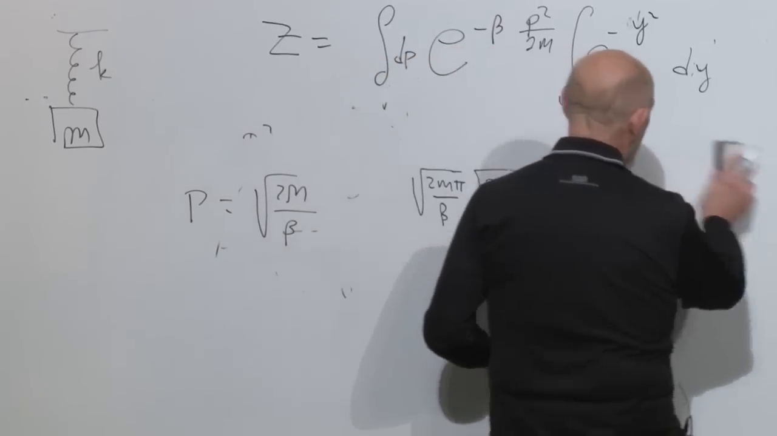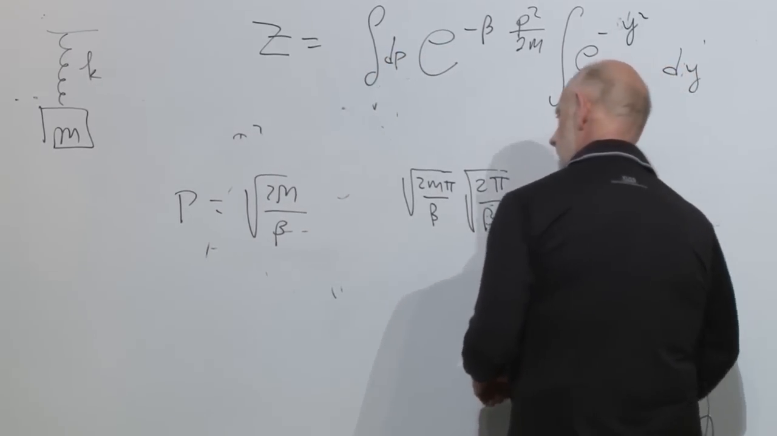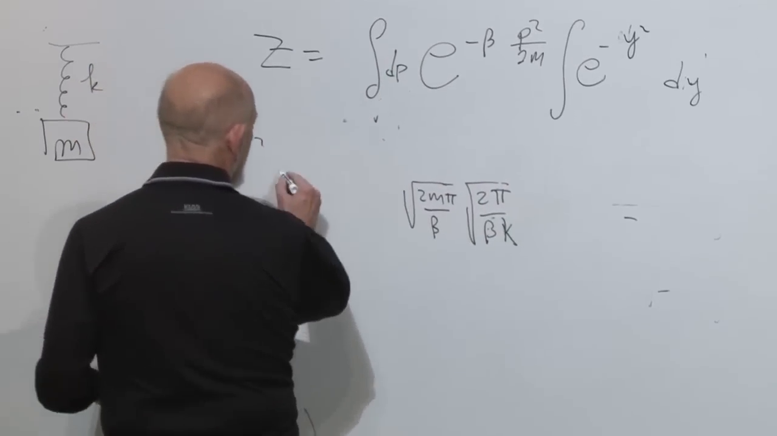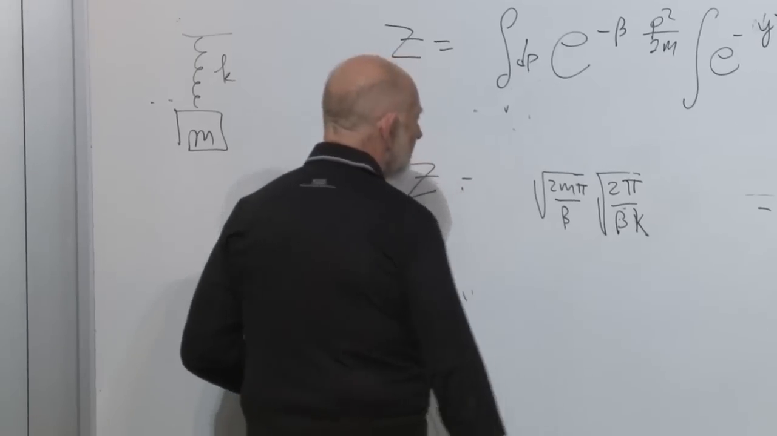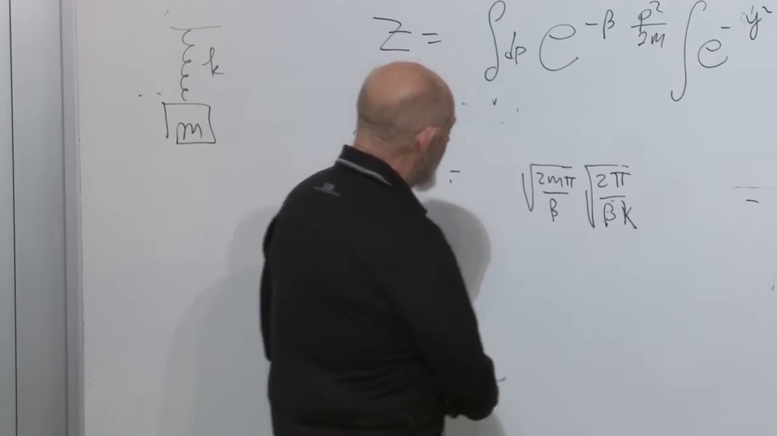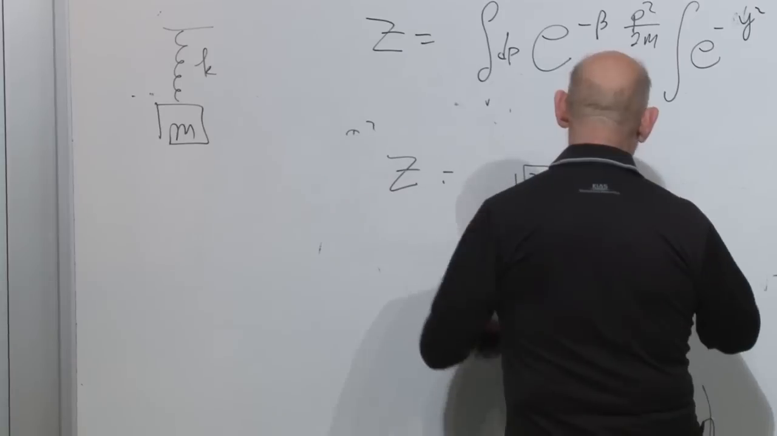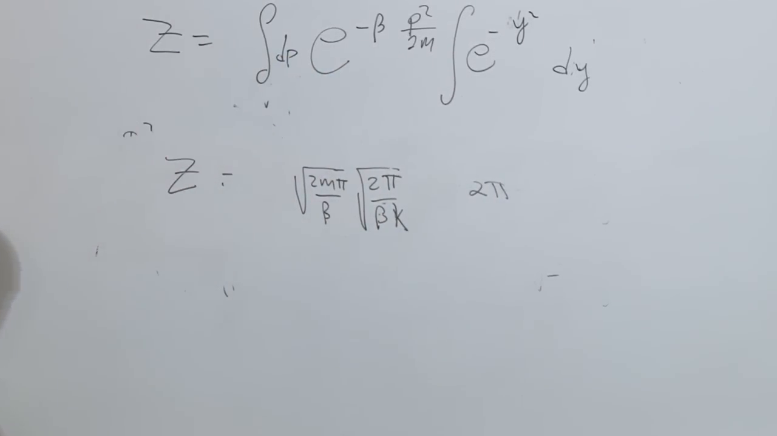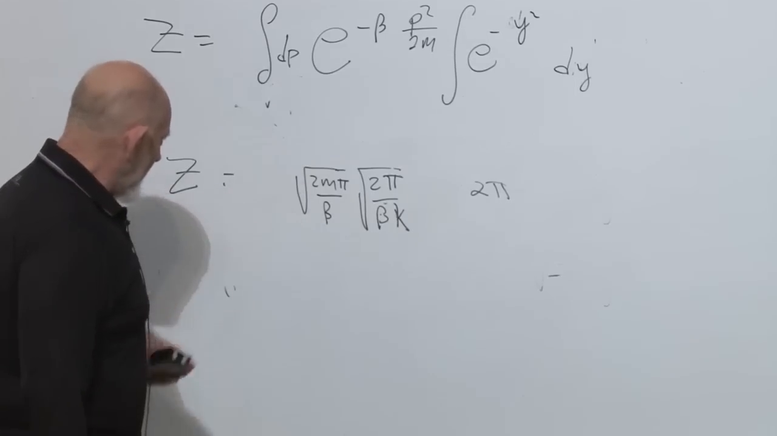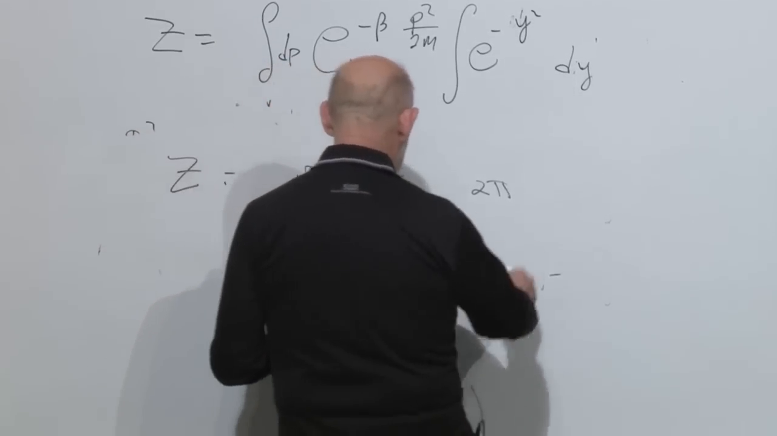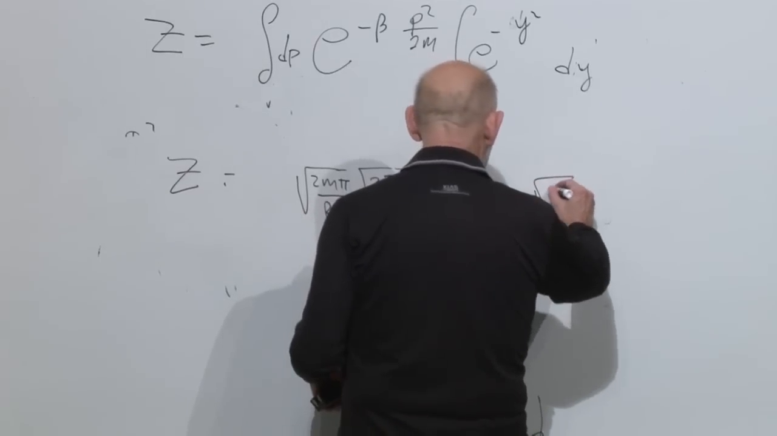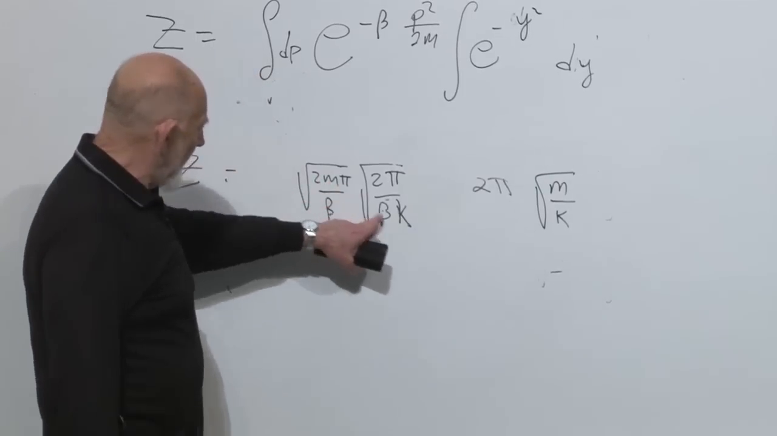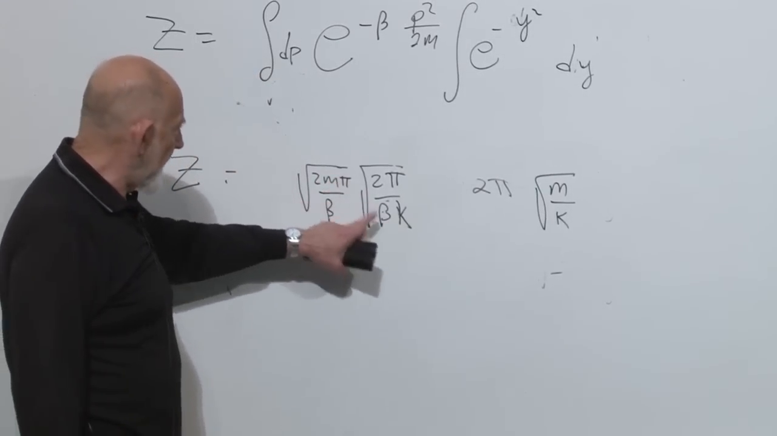That's the whole partition function, z. Let's write it in z. And it's equal, first of all, it has a 2 pi. The 2 pi is of no particular interest to us. It contains also a square root of m over kappa. Square root of m over kappa. m from here, kappa from here.